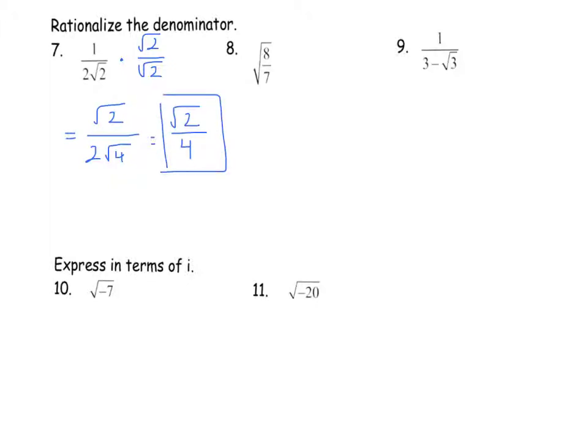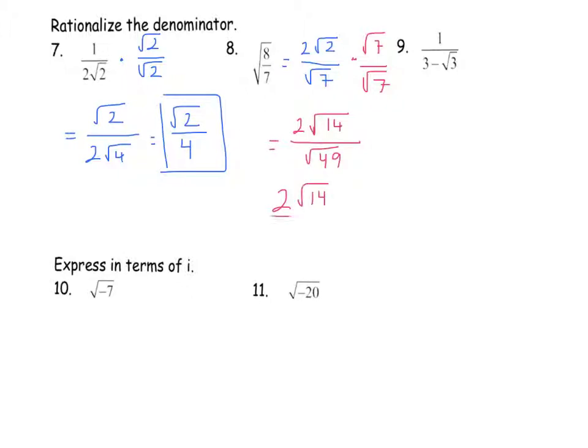On the next problem, I am going to first simplify and get 2 times the square root of 2 over the square root of 7. And now I can multiply by the square root of 7 over the square root of 7. So I will get 2 times the square root of 14 over the square root of 49, which is the same thing as 2 times the square root of 14 over 7.